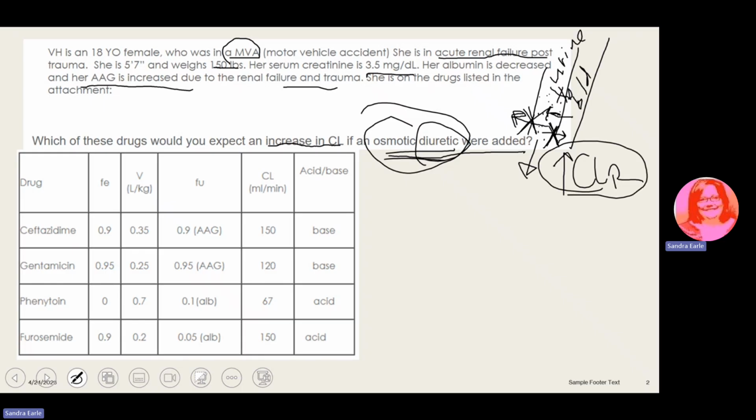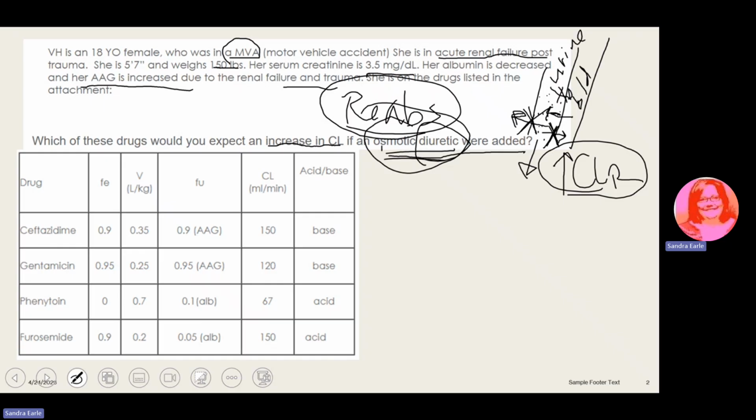So the answer to this is any drug that's reabsorbed. And it doesn't matter if it's an acid or a base. Any drug that's predominantly reabsorbed is the answer to this. So now we have to figure out which of these are predominantly reabsorbed. So let's think about that. Now, how are we going to attack this?